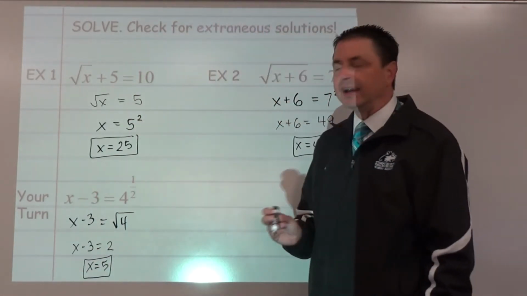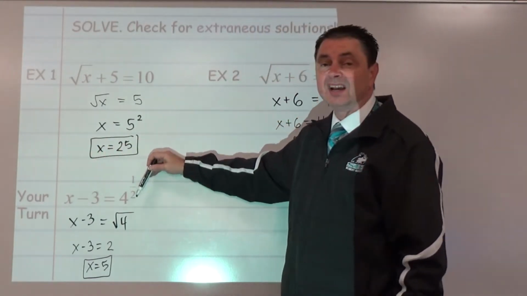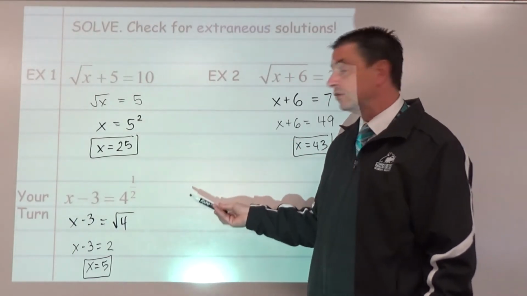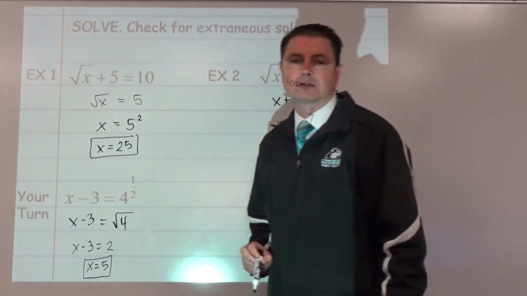x equals 5. Let's check that answer. 5 minus 3 is 2. 4 to the 1/2 power does not mean half of 4. To the 1/2 power means square root of 4. And that is 2. 2 equals 2, and it checks.